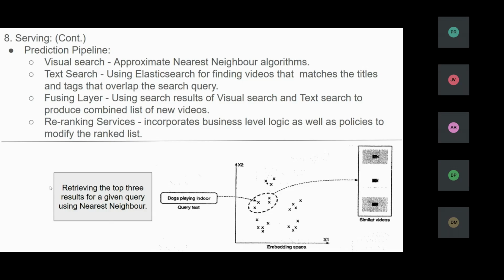The other one is text search, which uses Elasticsearch for finding videos that match the titles and text that overlap the search query. The fusing layer will be using search results of visual search and text search to produce a combined list of videos. And the re-ranking service incorporates business-level logic as well as policies to modify the ranked list.